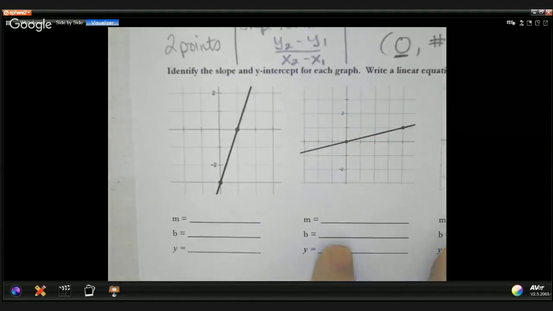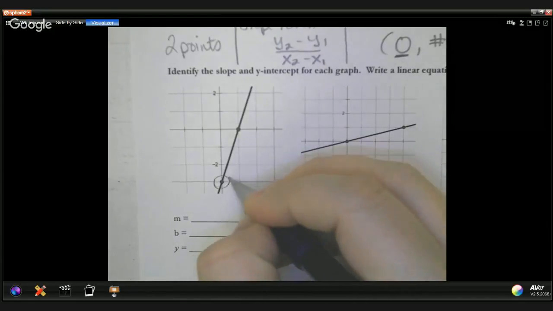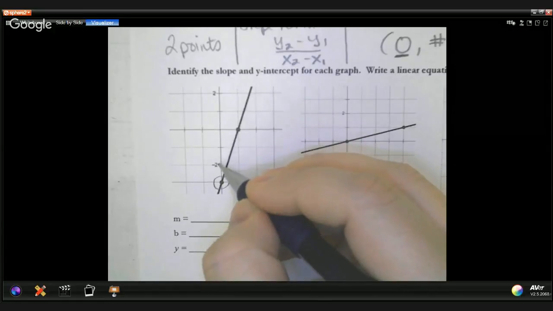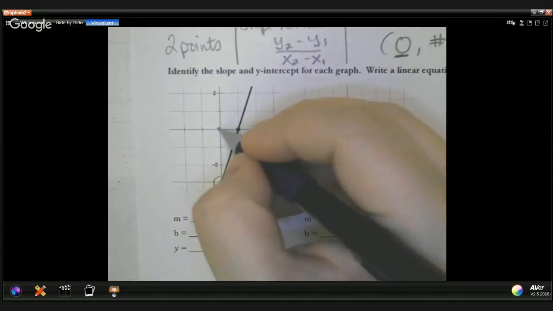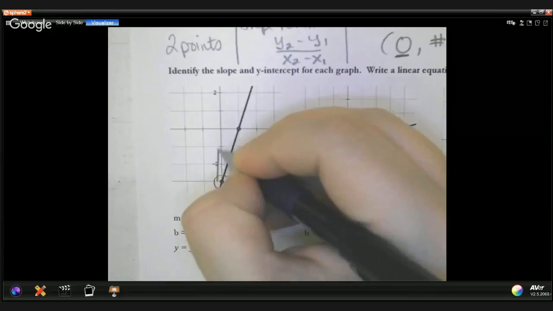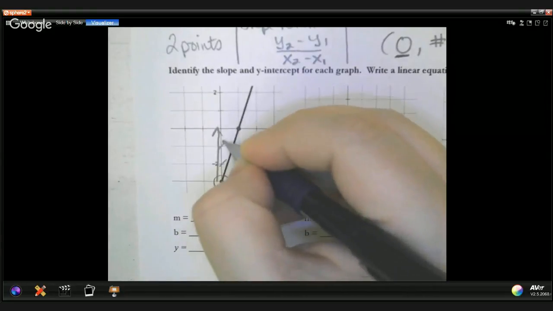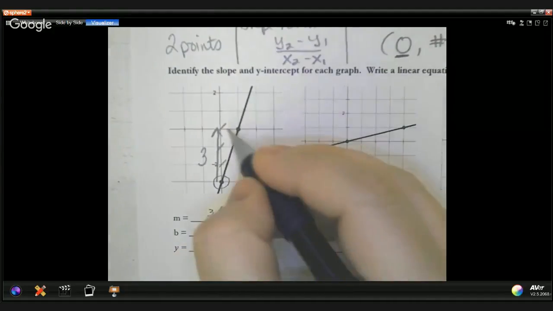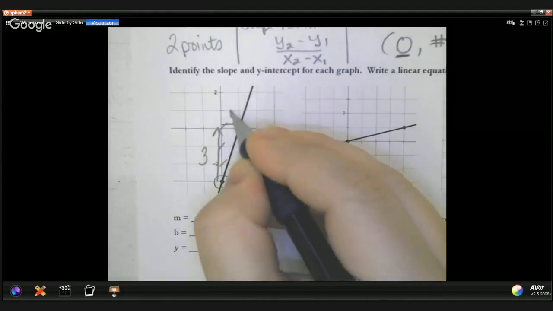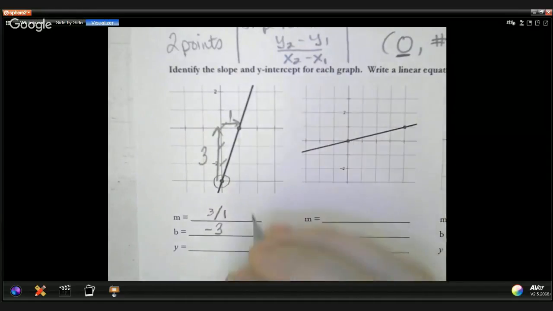So again, remember whenever I do y equals mx plus b, my y-intercept, my b, is the beginning. It's where I start. So I start right here, at -1, 2, 3. So my b is -3. Now I need to count how many I go up and how many I go over. So I go up 1, 2, 3. So it's 3 up, and I go over to the right 1. So 3 over 1. My slope is just 3.